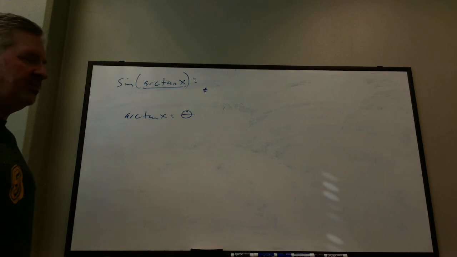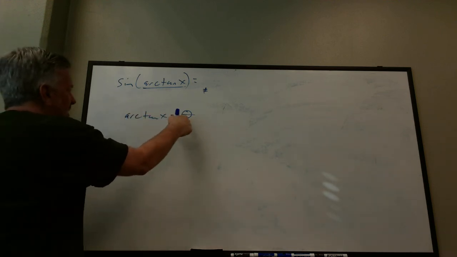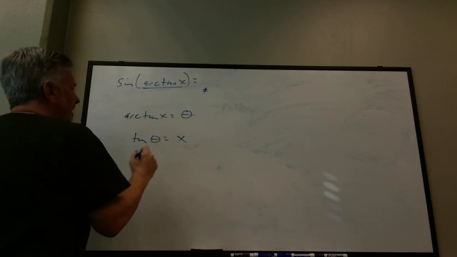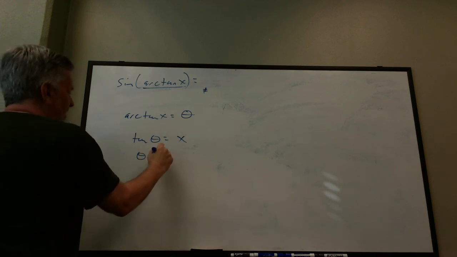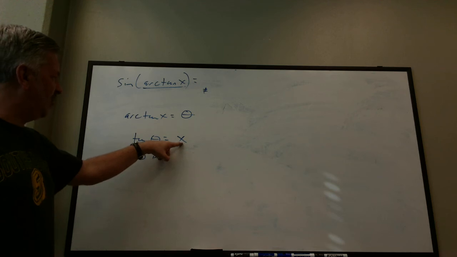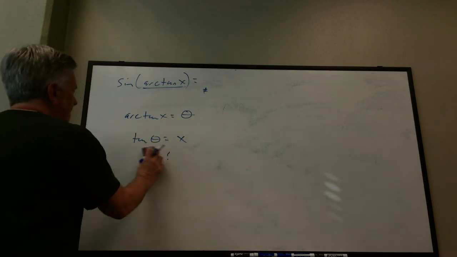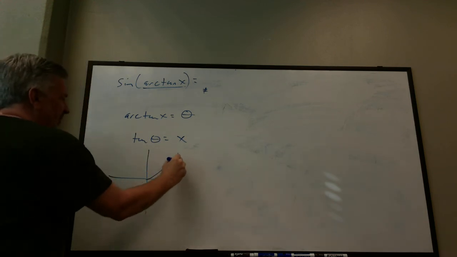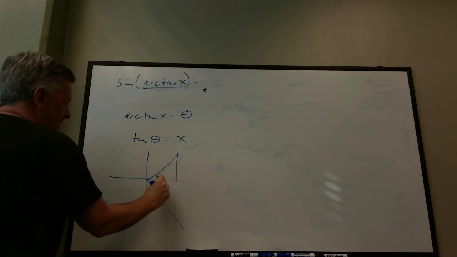All right, let's write our facts. Arctan of a number is an angle, so tan of the angle is the number. Now the problem here is where is theta? I don't know. If x is positive, I'm in the first quadrant. If x is negative, I'm in the fourth. So I don't really know, but let me draw a picture for both. If theta's in the first quadrant, it'll look like this. In the fourth quadrant, it'll look like that.